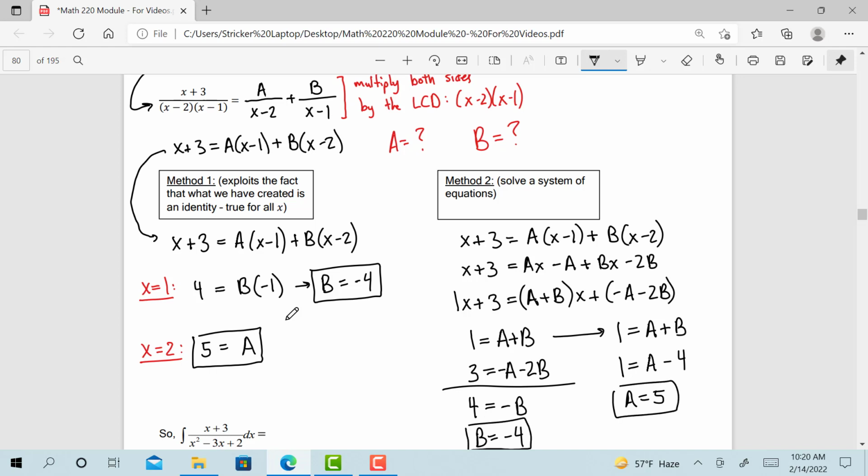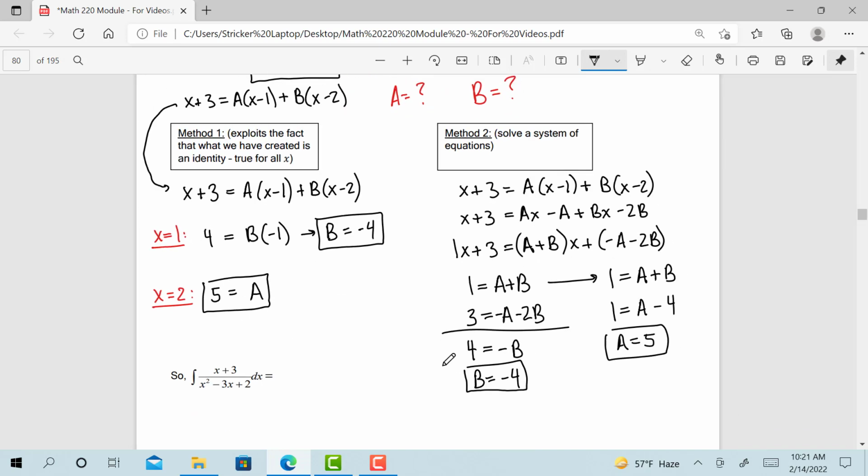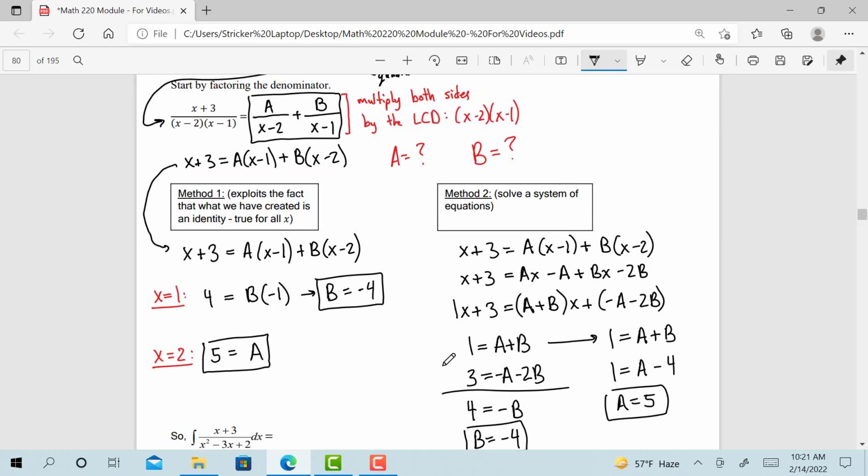Again, you'll notice the method on the left required much less work, which is a good thing, right? So let's go ahead and now rewrite this integral. Again, the integral had the form a over (x minus 2) plus b over (x minus 1). So this is equal to the integral of a, which was 5, over (x minus 2) plus b, so minus 4 over (x minus 1) dx.